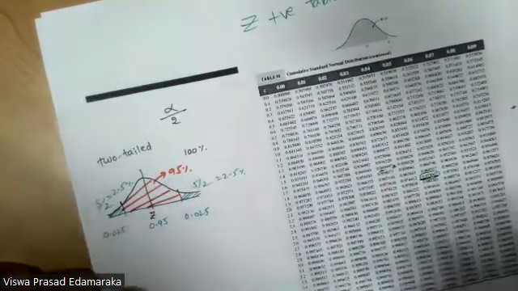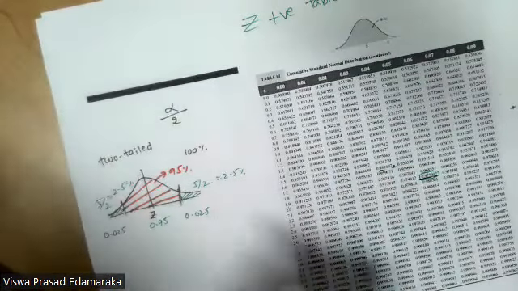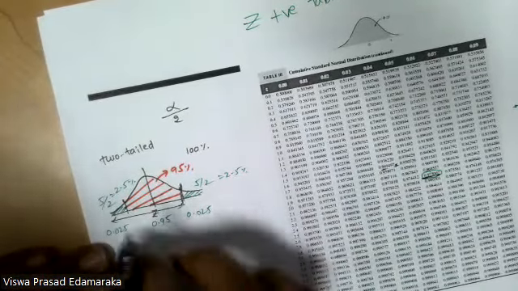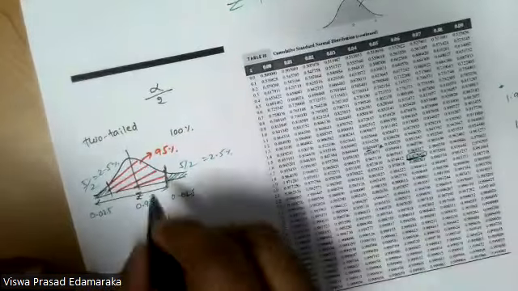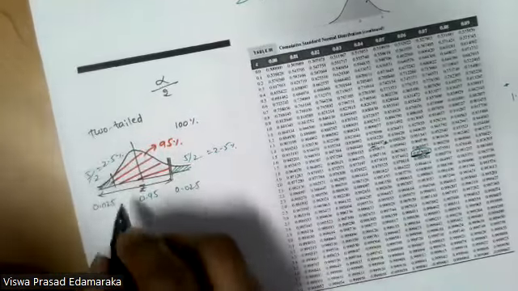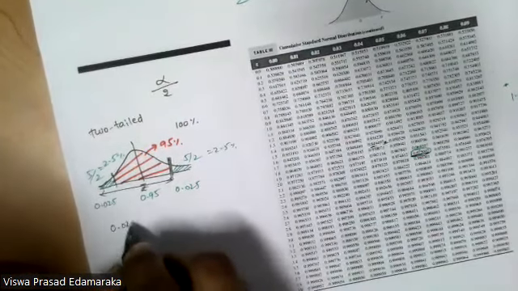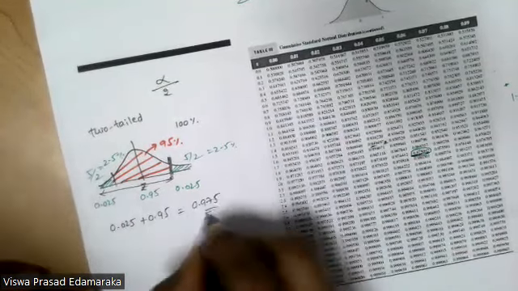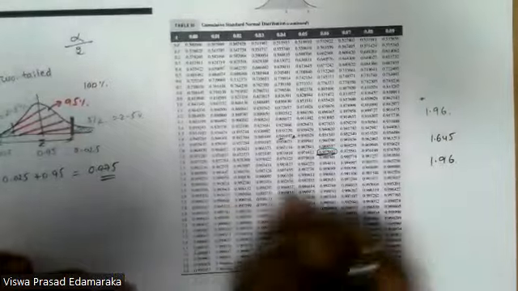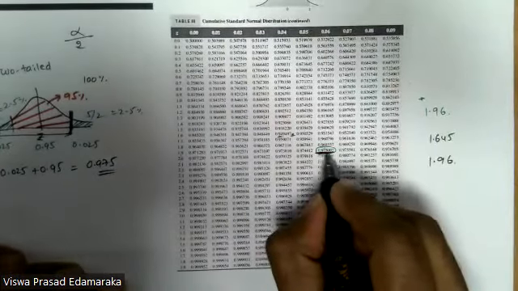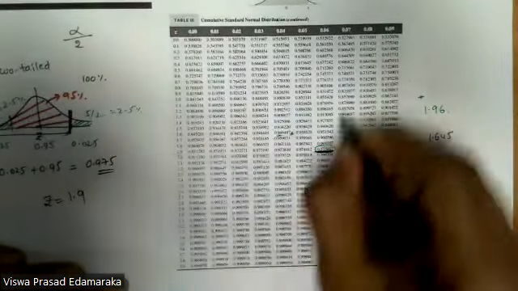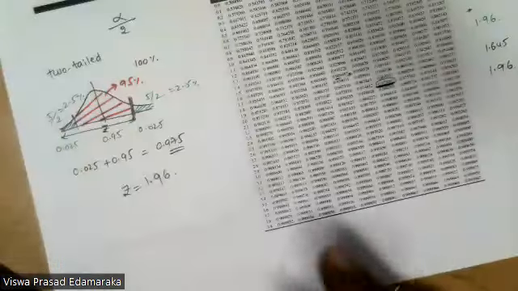The values are presented in the table as the area under the curve from the left hand side to the point. So I need this value. How much area is covered? 0.025 plus 0.95 area has been covered. That means 0.975 has been covered. We will check 0.975 in the table. The corresponding values are Z equals 1.9 here, and the vertical value 0.06, so 1.96.